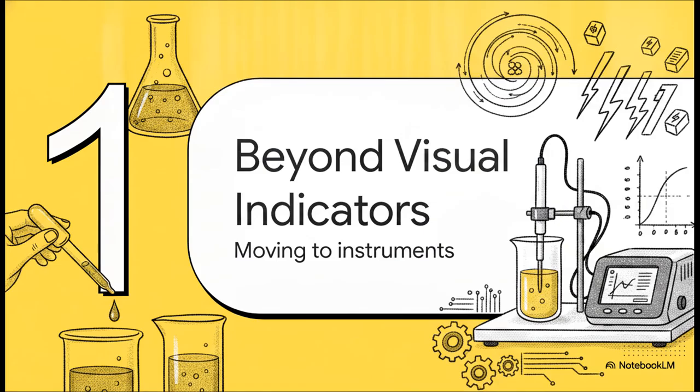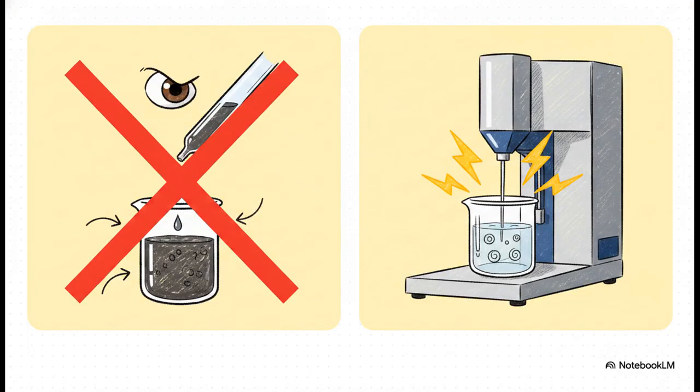All right, let's jump into section 1, beyond visual indicators, moving to instruments. So automatic titrators basically swap out the flawed human eye and those fragile glass burettes for perfectly precise electrical measurements. Think about it. Say you're working with industrial chemicals or environmental water samples taken from groundwater leaching through rocks. Those solutions are almost always turbid, cloudy, or they just have their own inherent color. Trying to see a traditional color change indicator in a muddy solution, it's practically impossible.